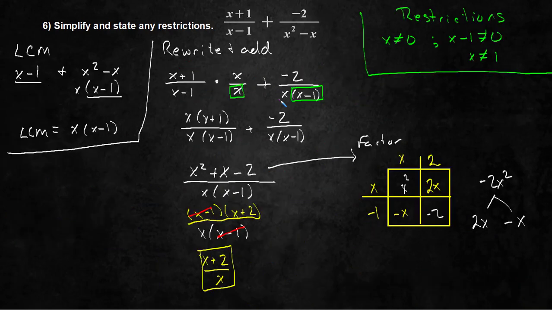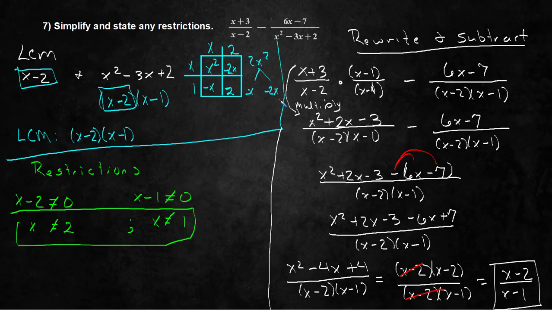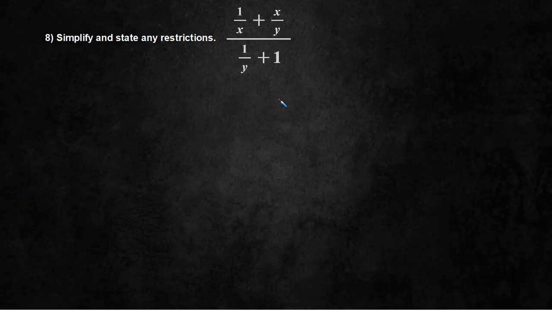So number 6, you should have come up with x plus 2 divided by x, and the restrictions were x couldn't equal 0 or positive 1. Number 7 was x minus 2 over x minus 1, and the restrictions were it could not equal 2 or positive 1. Now we come to the compound fraction, and when we work the compound fraction, we're going to work the numerator, then work the denominator, and then divide.